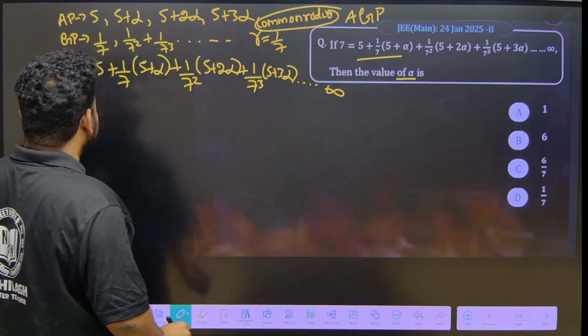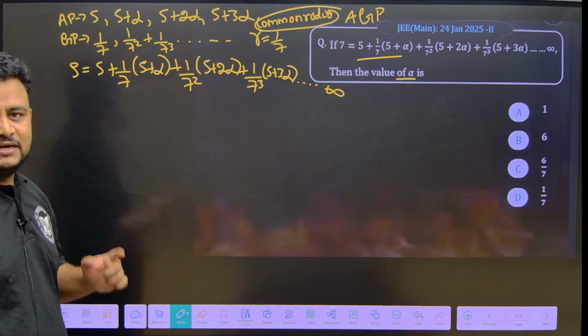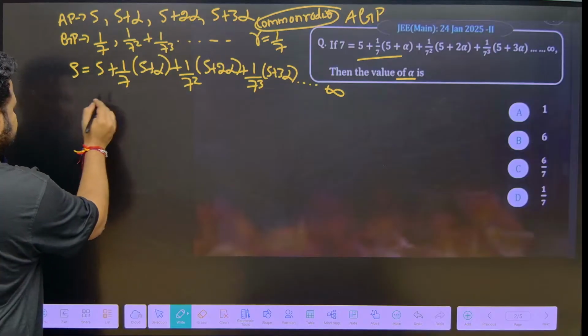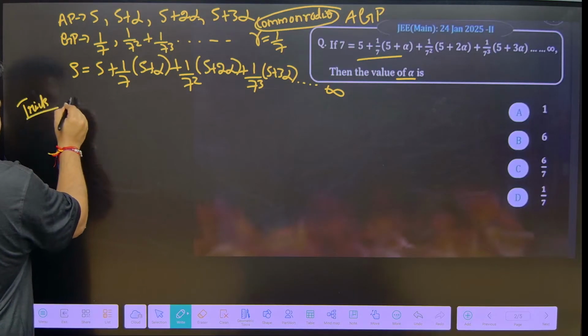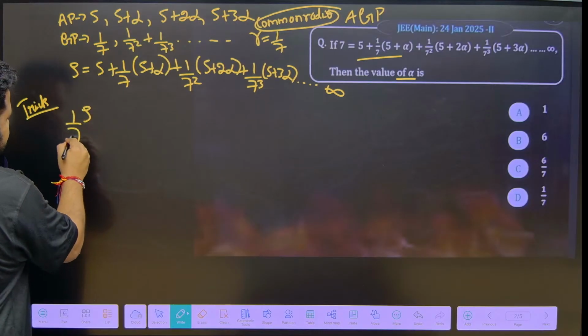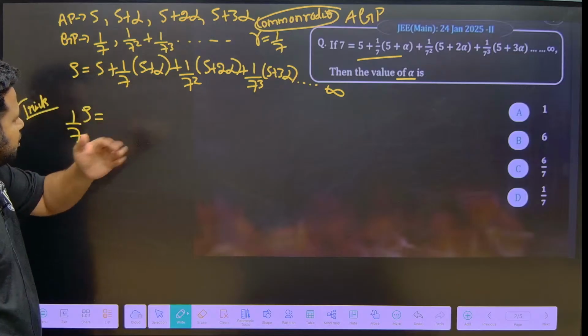You have to multiply this sum in the next step, not here. In the next step, you multiply the sum by the common ratio, 1 by 7. So this will be 1 by 7 times S. Okay. In the next step, you have to multiply throughout by 1 by 7.